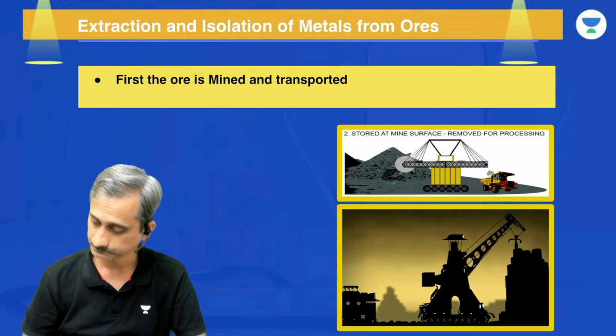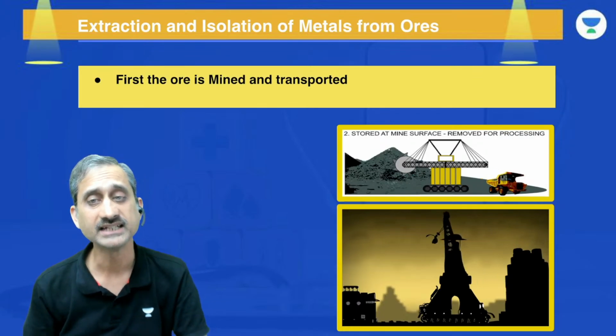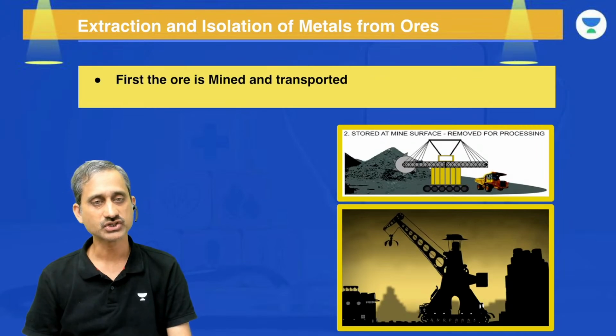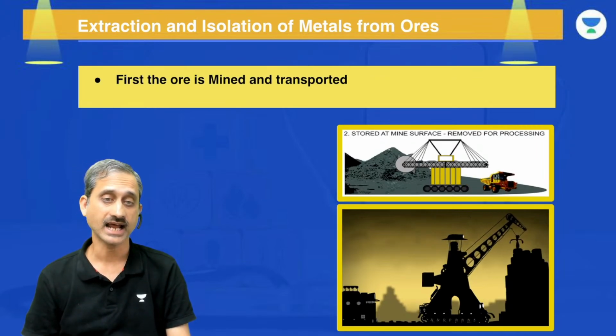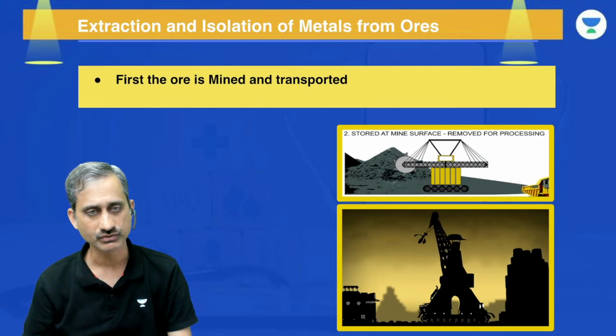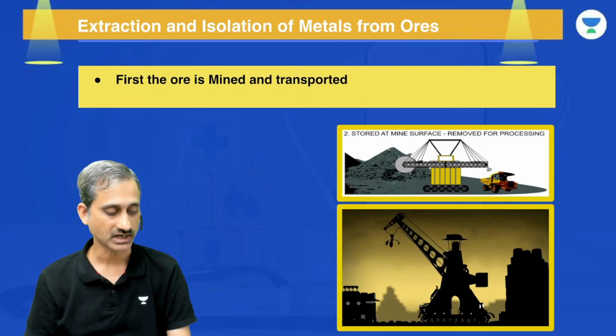Many people. Okay, so that's what we have as ore. Now they are mined, they are transported, and then they are processed. Ore beneficiation is mostly done right near the mines. After beneficiation we transport the ore, because a lot of mass is reduced, so it is better to transport the ore.